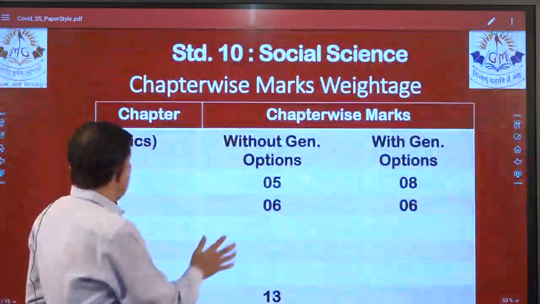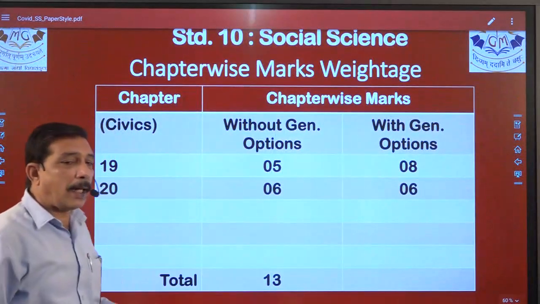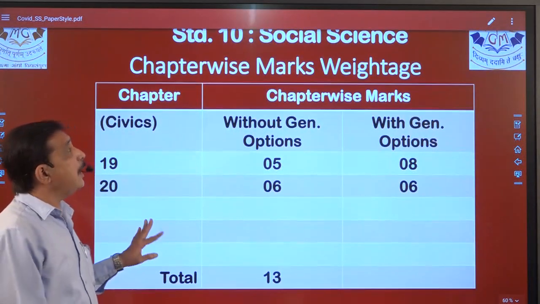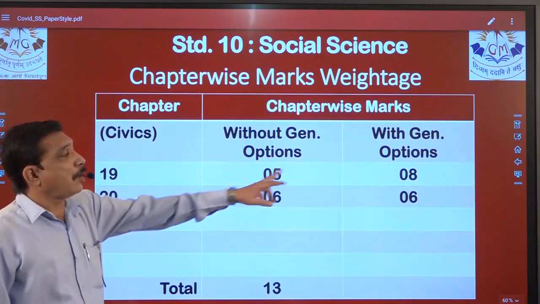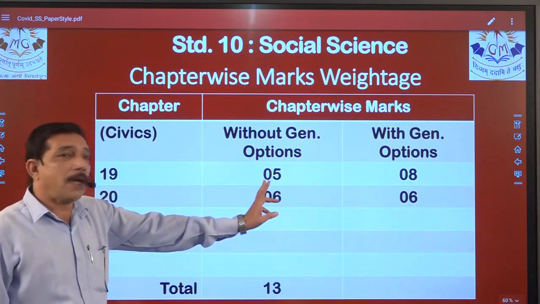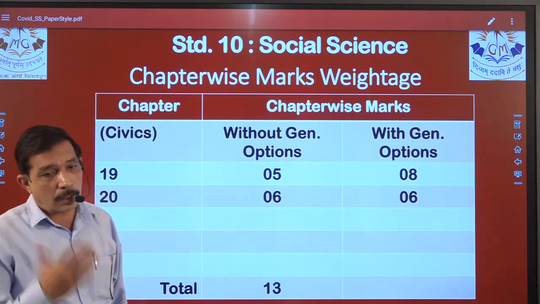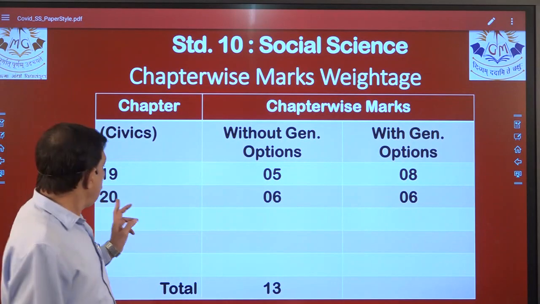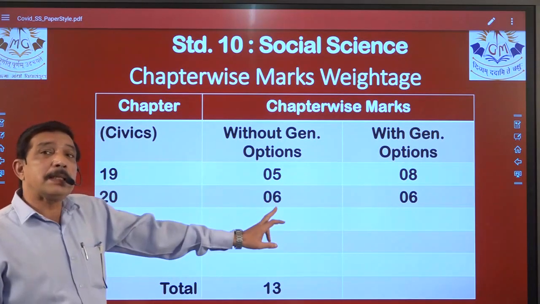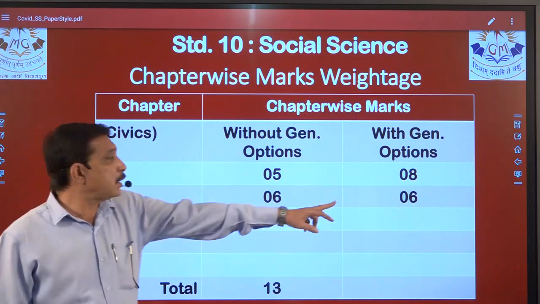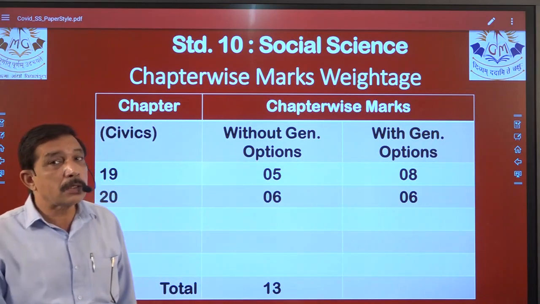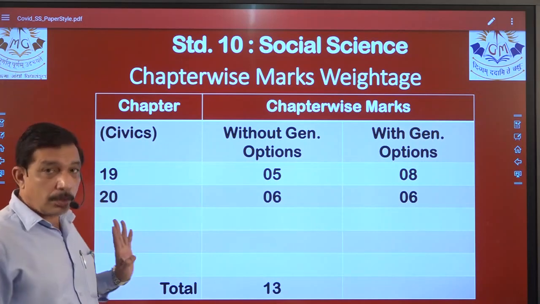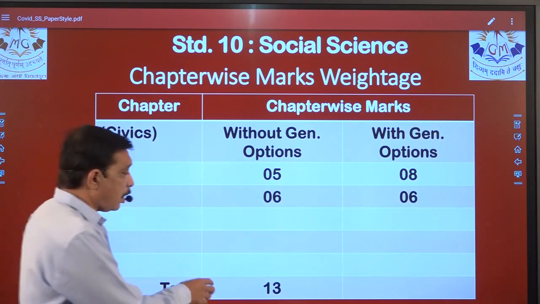Now we come to the civics part, chapter number 19 and 20. Chapter number 19 also has a good amount of options over there. Compulsory 5, you have an option over there, so prepare this one properly. But chapter number 20, 6 marks compulsory, yes, and you have to attempt it. There is no option available in chapter number 20. I hope students you have written it.